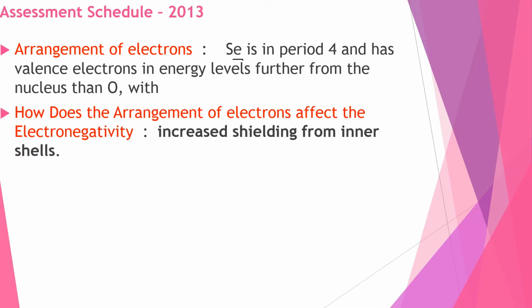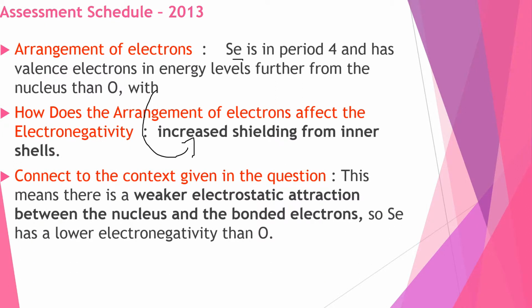Then go on to, how does that affect electronegativity? So I've said that because its valence electrons are in energy levels that are further from the nucleus, there is increased shielding from the inner shells. Now come back and connect to the context given in this question, and the context is, why does selenium have a lower electronegativity? So you always finish your answer by connecting to the context in the question. So it says, this means there are weaker electrostatic attractions between the nucleus and the bonded electrons or the valence electrons, and so selenium has a lower electronegativity than oxygen.